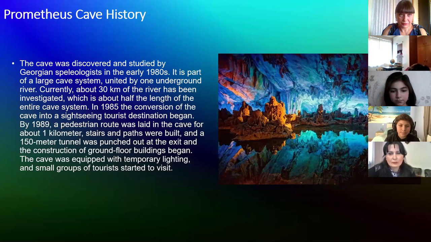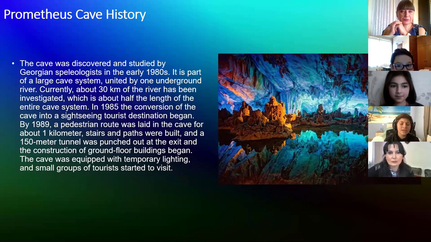Prometheus Cave history. The cave was discovered and studied by Georgian paleontologists in the early 1980s. It is part of a large cave system united by one underground river. Currently, about 30 kilometers of the river has been investigated, which is about half the length of the entire cave system. In 1985, the conversion of the cave into a scientific tourist destination began.